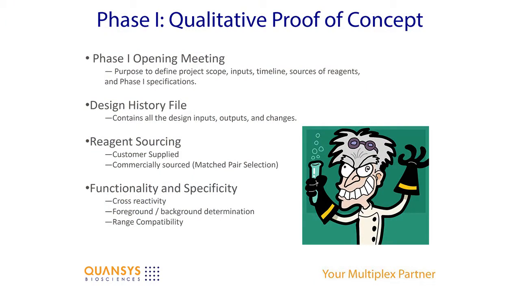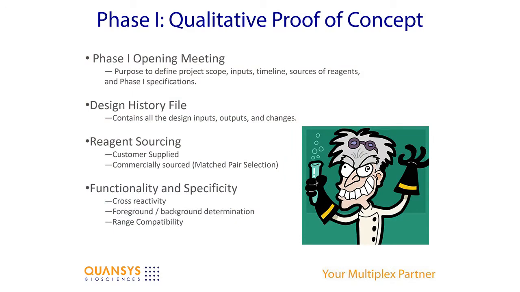So we will go in, we'll create our design history file. This is part of our regulatory environment that we work in at Quansys, to record all these design inputs, all the outputs, and any changes that may take place. This happens in phase 1. Then we go out and we source our reagents.